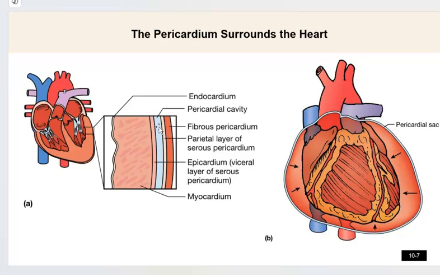tamponade. Also, the issue could be if the pericardium becomes too thick, then that also is going to encroach on the size of the ventricle, and you could get a constrictive pericarditis. So the pericardium is another part of the heart structure, if you will. That's important to understand how that's working so that you would understand the physiology if something occurred with that.